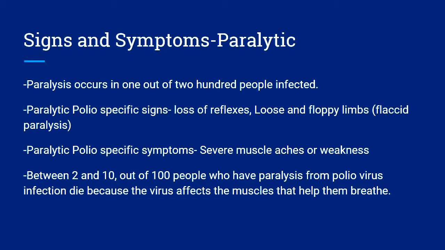Sadly, between 2 to 10 of 100 people who have paralysis from polio will end up dying because the virus affects the muscles that help them breathe, resulting in improper function that leads to asphyxiation and death.